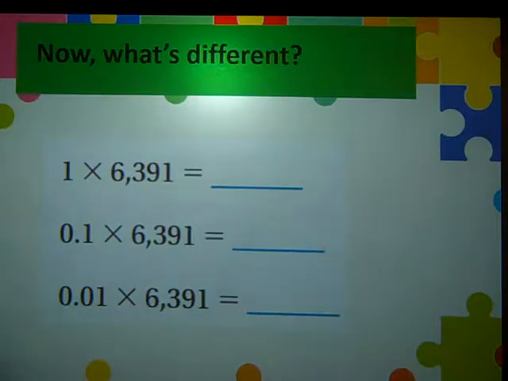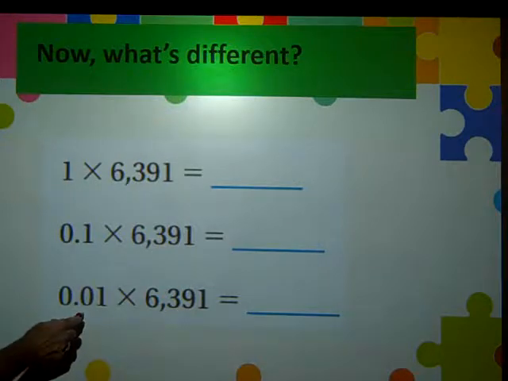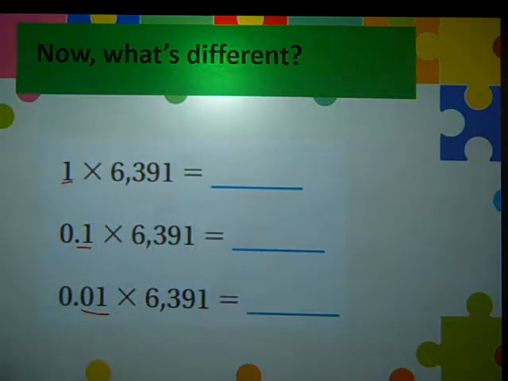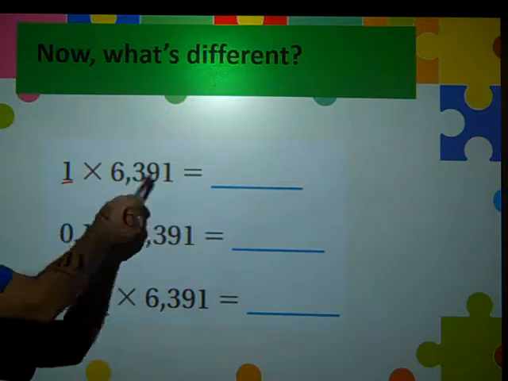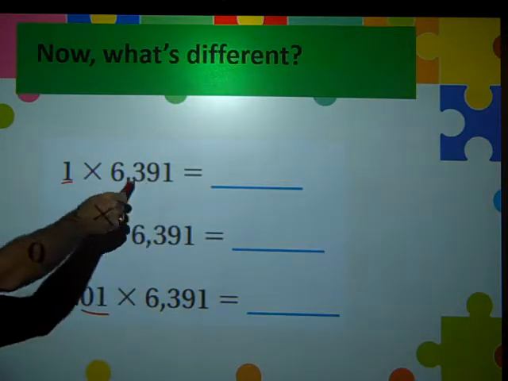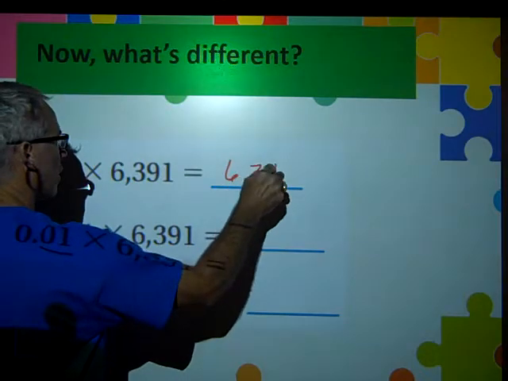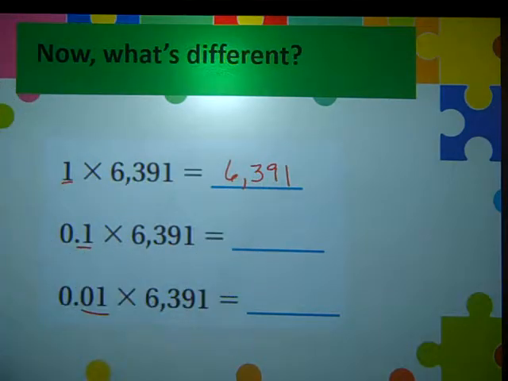So now look at these numbers. What is different this time? What do you notice that's different? That's right, we're multiplying a whole number by a decimal that is less than 1. Okay, this time we're multiplying by a decimal that's less than 1 here. So again, 1 times 6,391. One group of anything is just anything. So this will not change. 6,391. That won't change. Alright?